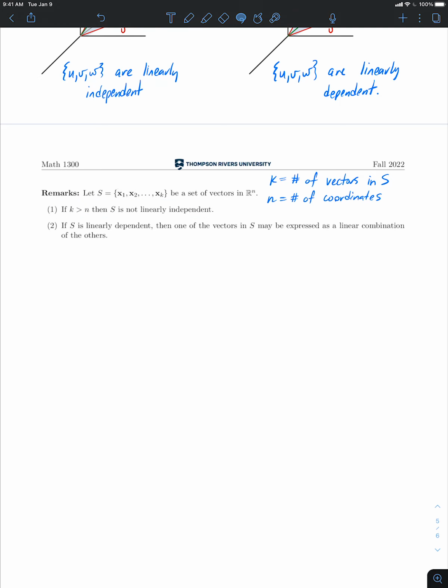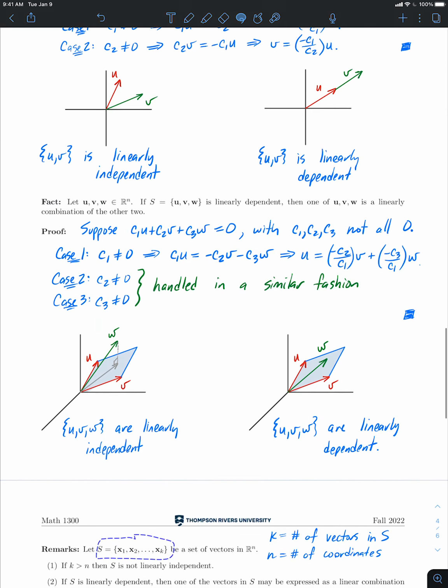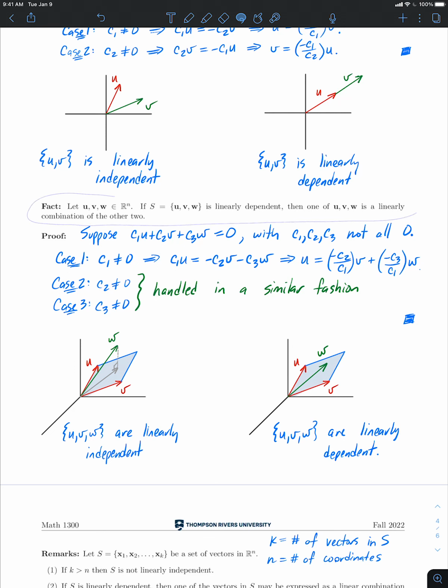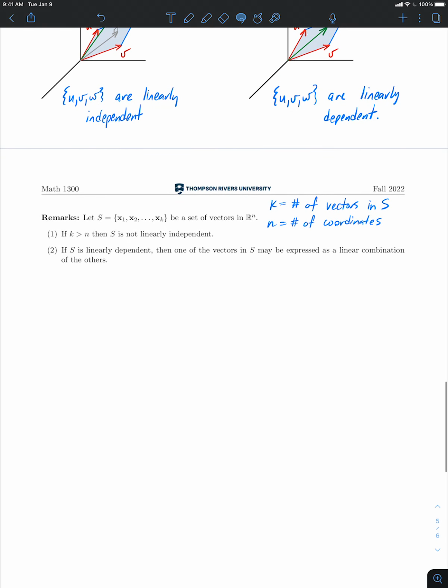Okay, and then the second remark says that if you have a linearly dependent set, if you start with the assumption that your set is linearly dependent, then that just means one of the vectors in the set S is guaranteed to be a linear combination of the others. This doesn't tell you which one of those vectors. Where is that coming from? Remember this fact? This was a specific case of three vectors. If we assumed that this was a linearly dependent set, then one of those vectors was a linear combination of the other two. The second remark here is just a generalization of that fact.